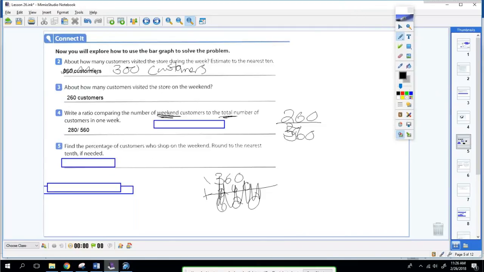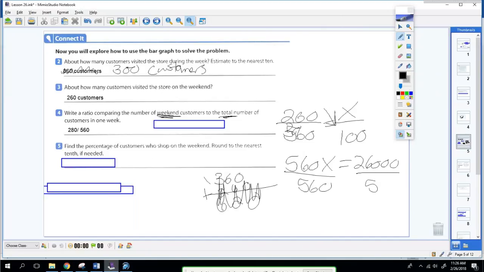Okay, so now we're going to find the percentage. The way you find percentage is you just set a proportion, x over 100. Then you cross multiply. x times 560 is just 560x, and 260 times 100 is 26,000. Then you divide, and you actually get 50. So it's about 50%.